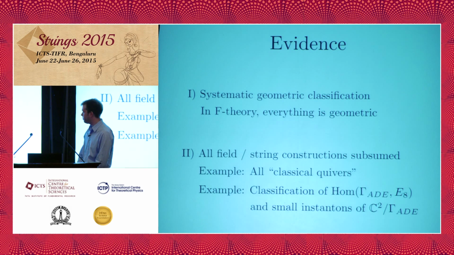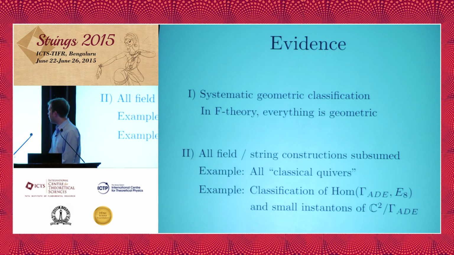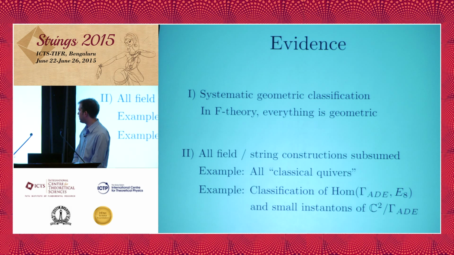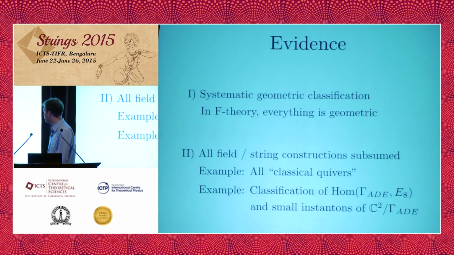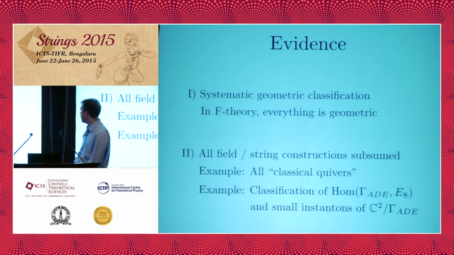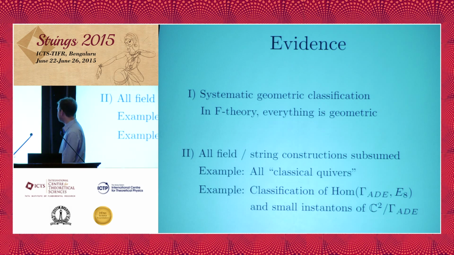And the other piece of evidence for this is that it seems to subsume all of the other ways that we know how to build theories. So this includes all the classical theories, classical quivers. I'll talk about those in a second, as well as more non-trivial examples involving, say, small instantons with various pieces of boundary data that are pretty tricky to completely characterize in purely heterotic terms, but are pretty straightforward in F-theory terms.